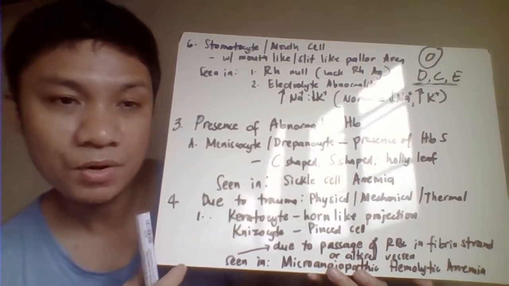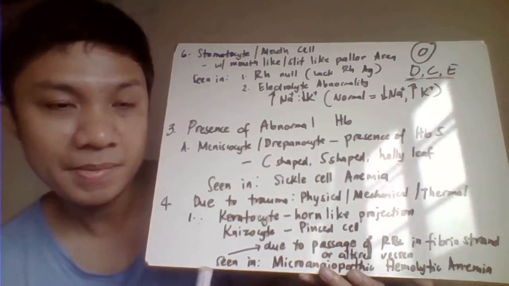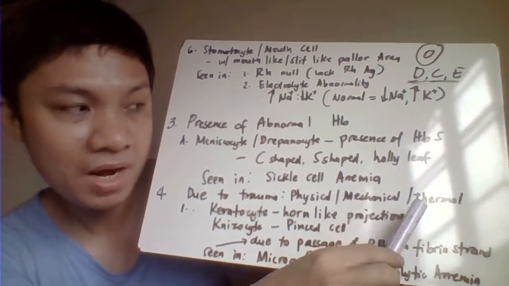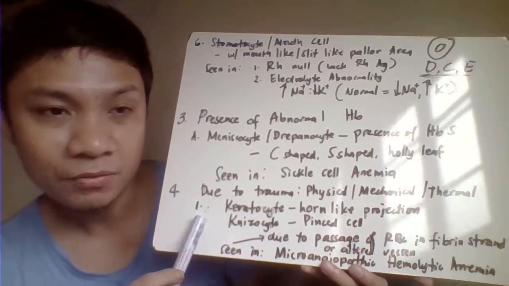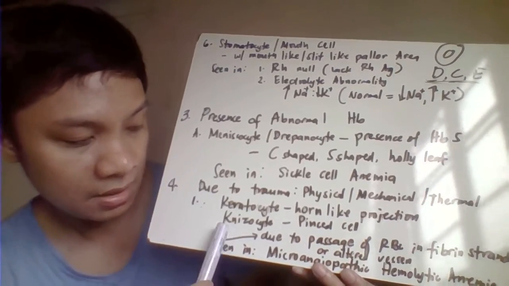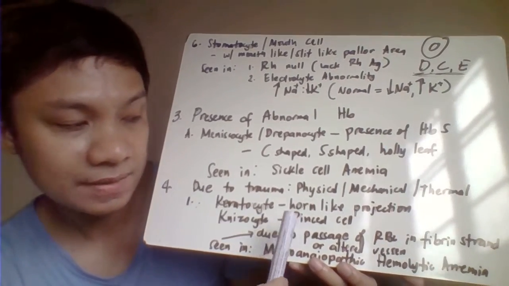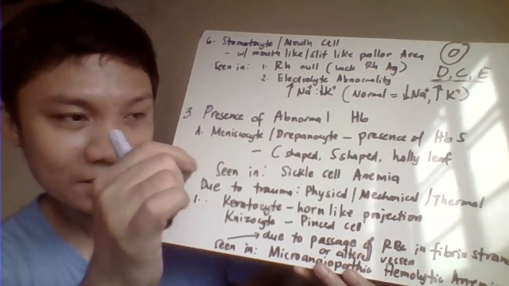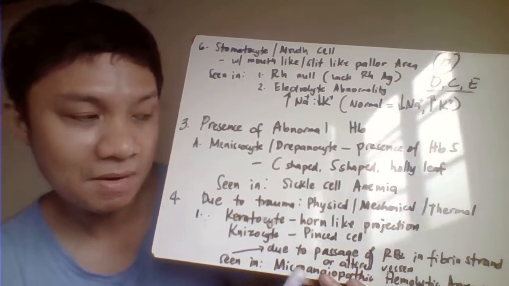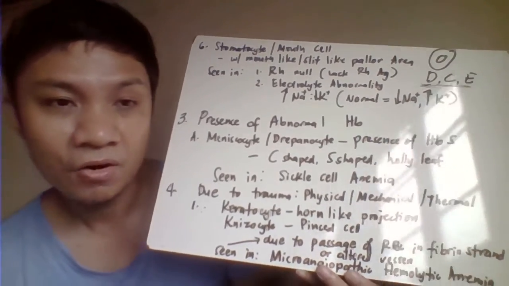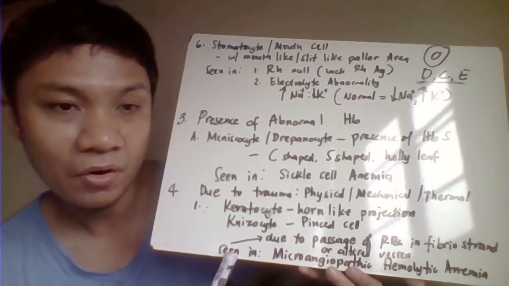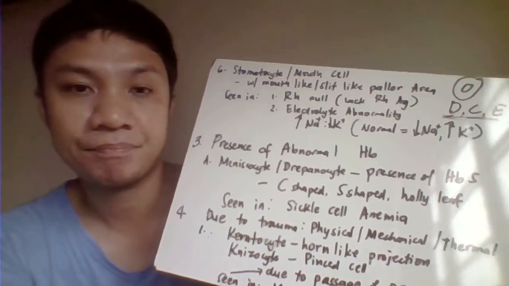Another one, we have here abnormality due to trauma to your RBC. Trauma due to physical damage, mechanical damage, or thermal damage. So we have here the keratocyte. This one would have a horn-like projection. Schistocytes is your pinch cell. So para siyang pinch, ganon, kinurot. Okay, this is due to the passage of the RBC in your fibrin strand or your altered blood vessels. It is also associated here with your microangiopathic hemolytic anemia.